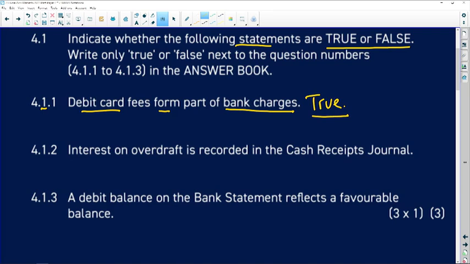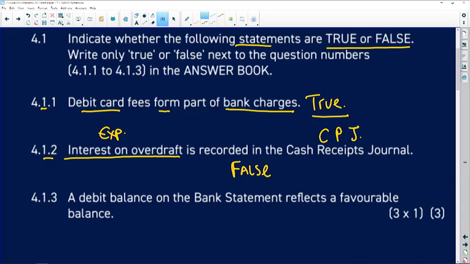Right, the next statement, 4.1.2. Interest on overdraft is recorded in the cash receipts journal. So they're telling me interest on overdraft, which is obviously a payment, an expense for the business, is recorded in the CRJ, and we know this is obviously false because interest on overdraft is recorded in the cash payments journal. Okay, so that one was an easy one.